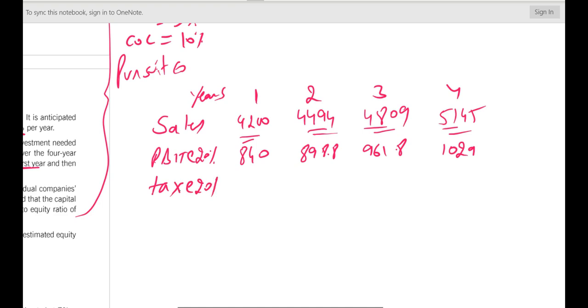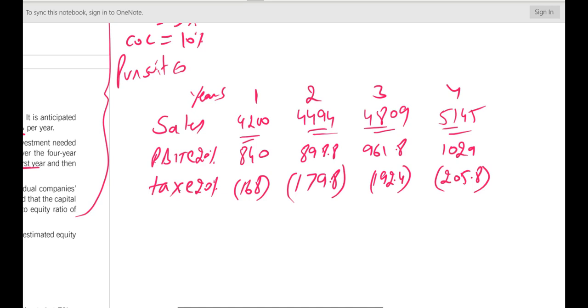Okay, what about the tax? Tax is also 20%. 840 into 0.2, 168. 898.8 into 20%, that is 179.8. 961.8 into 20%, 192.4. 1029 into 20%, 205.8. Okay, the depreciation and the capex are the same, but there is additional capex.